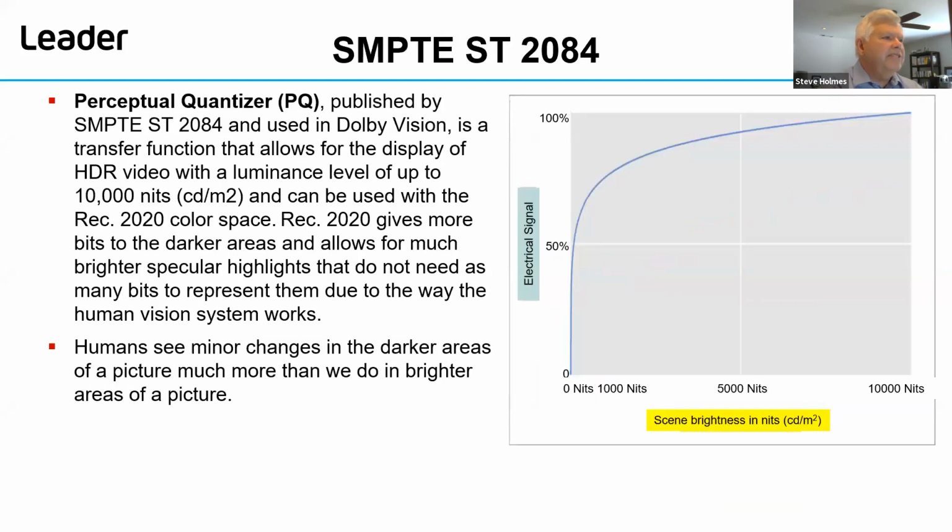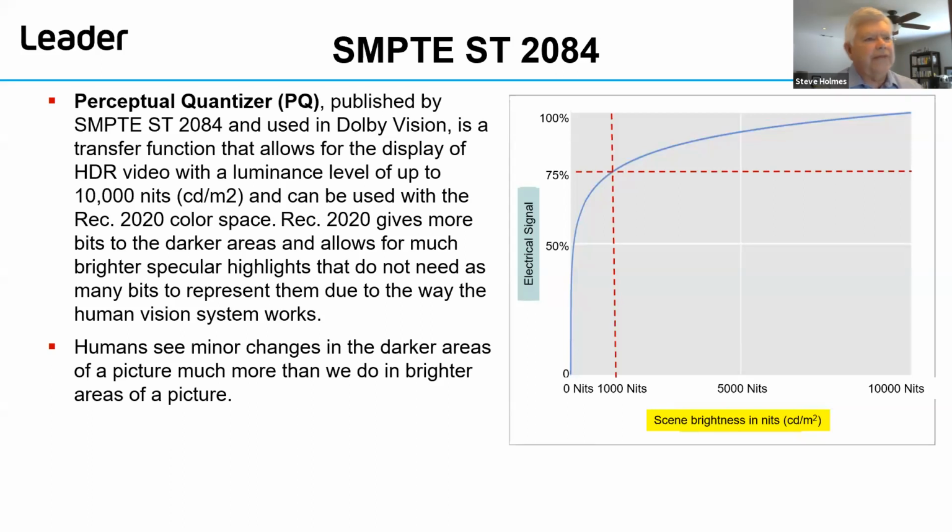The perceptual quantizer, published by SMPTE 2084, which is used in Dolby Vision, HDR10, and HDR10 Plus, is based on human vision. They tracked thousands of people as they saw different brightnesses, and it goes all the way out to 10,000 nits. Now, in today's use, most of us are only using about 1,000 nits of that curve.